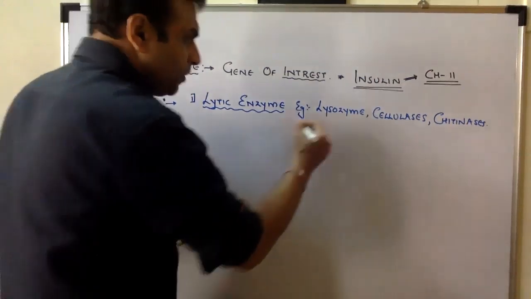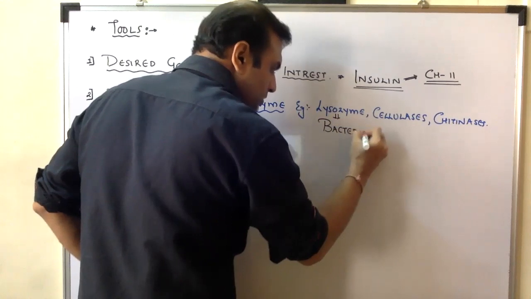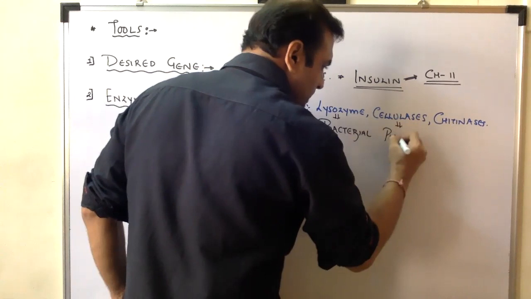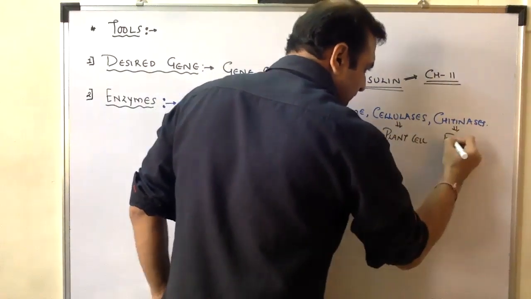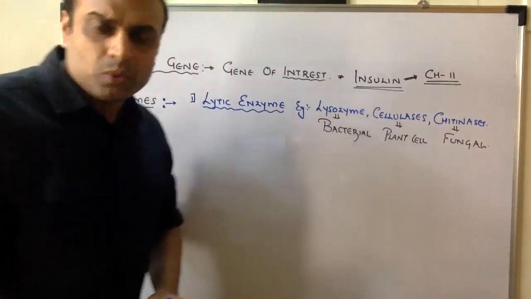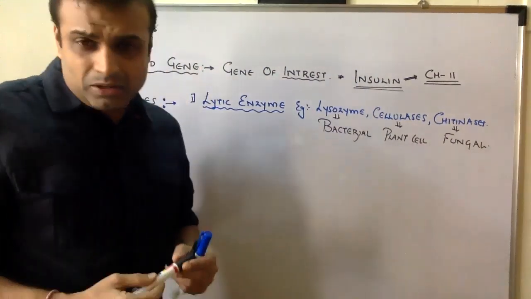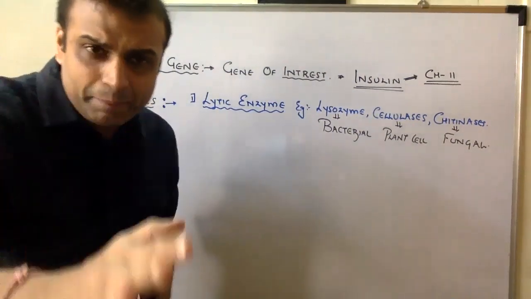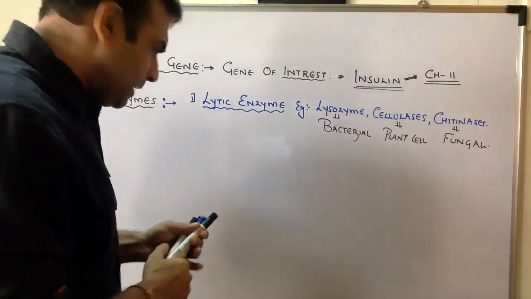So remember, for a bacterial cell, I will be using lysozyme. For plant cell, I will be using cellulases. For fungal cell, I will be using chitinases. And for animal cells, I will be using lipases and proteases because our cell membrane is made up of lipoprotein. So lipases for lipid and proteases for proteins. So my first enzyme is lytic enzyme.